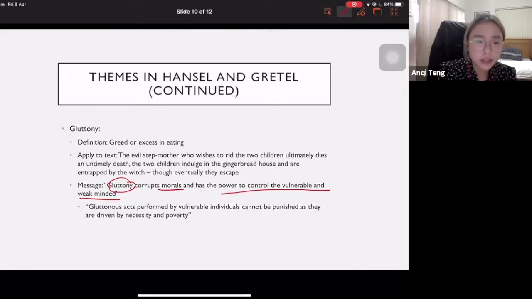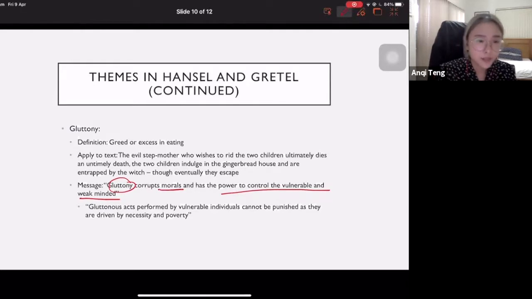But here, because they are vulnerable, they are impoverished, they don't really have any other choice, we can't blame them. We can't kind of point fingers and say, you are evil for doing this. Right? So that's the whole idea of that topic sentence there. We can't punish people when they are simply vulnerable and in need of food.